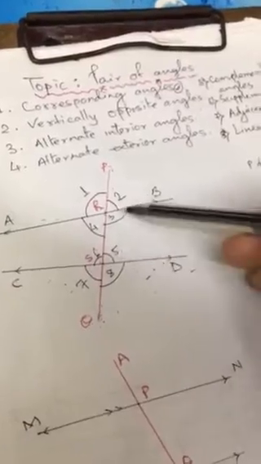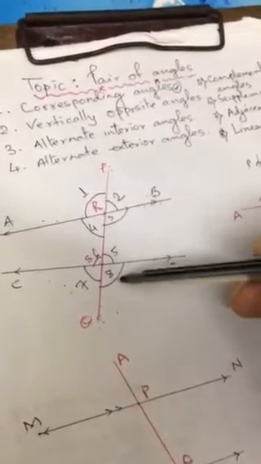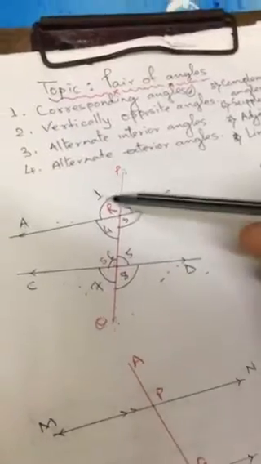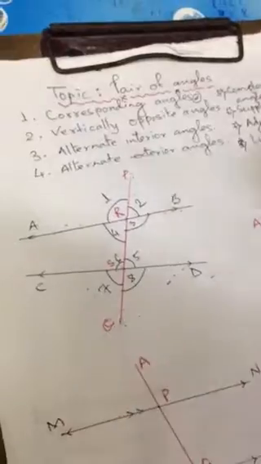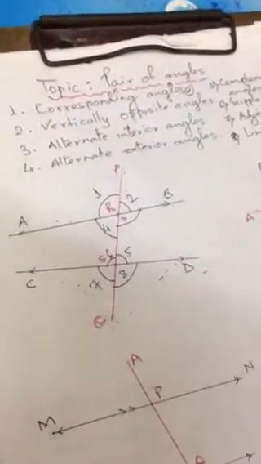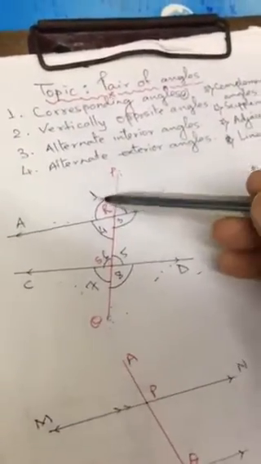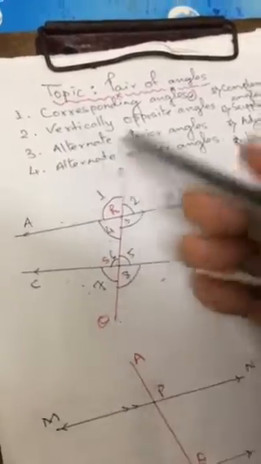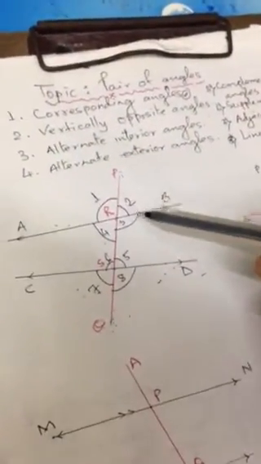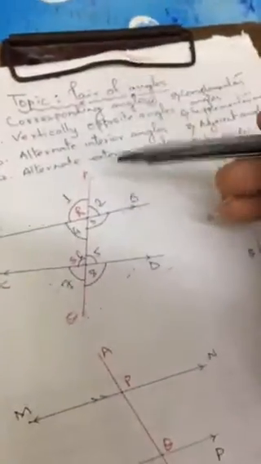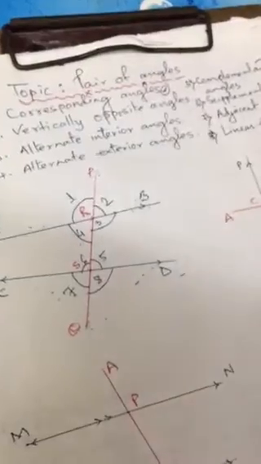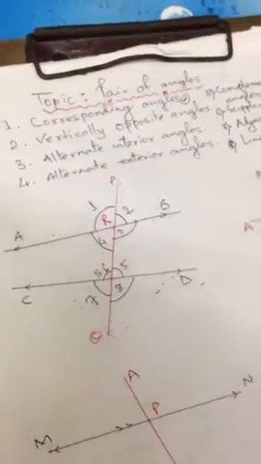Angle 2, angle 3, angle 5, angle 8 are on the same side of the transversal, at the right side, and angles 1, 4, 6 and 7 are at the left side of the transversal. So the angles which are at the right side and the angles which are at the left side, the corresponding angles are found on the same side.